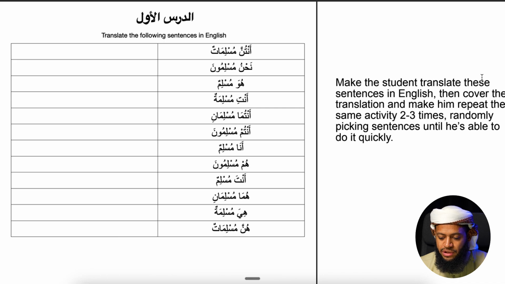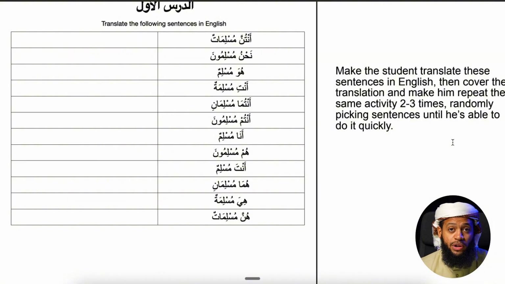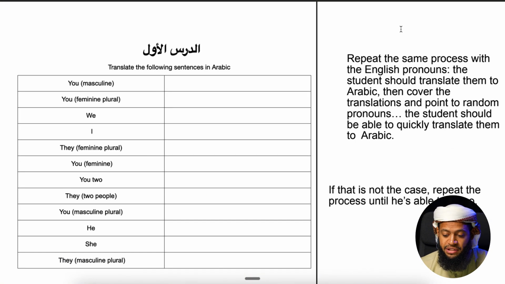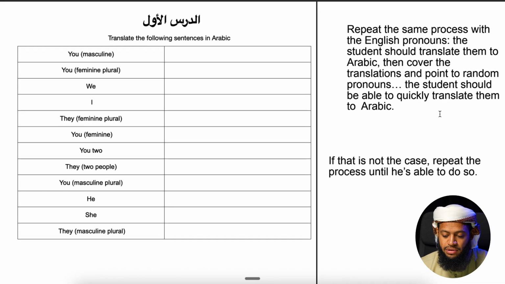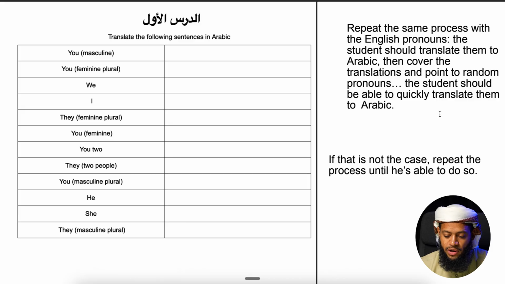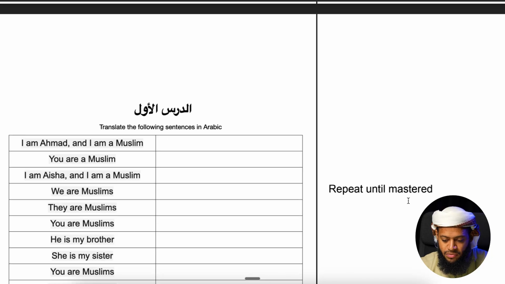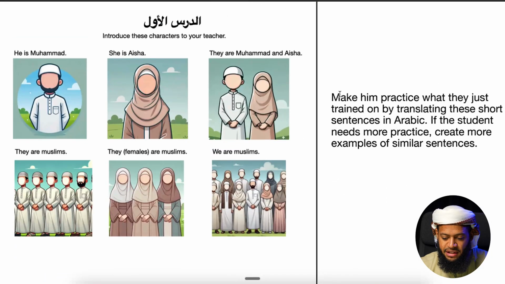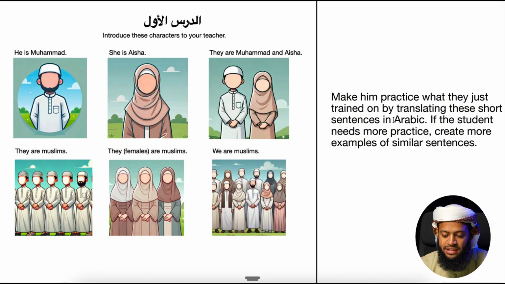Here, we make the student translate the sentence into English, then cover the translation and make him repeat the same activity 2-3 times, randomly picking sentences until he is able to do it quickly. Then repeat the same process with the English pronouns. The student should translate them to Arabic, then cover the translation and point to random pronouns. The student should be able to quickly translate them to Arabic. If that's not the case, repeat the process until he's able to do so. And then similar exercises, then make him practice what they just trained on by translating these short sentences.